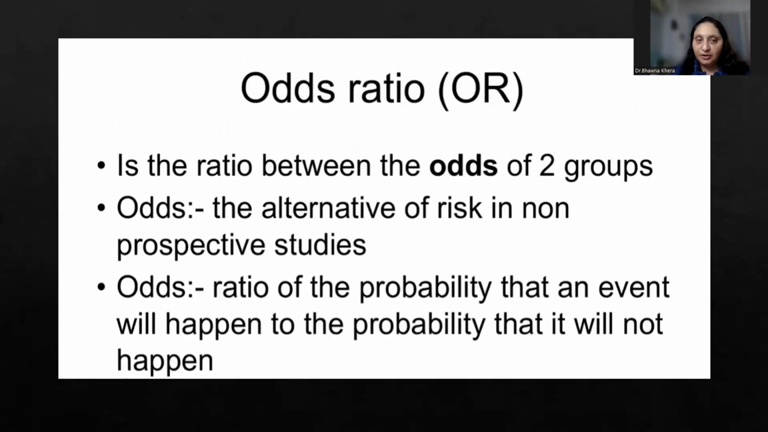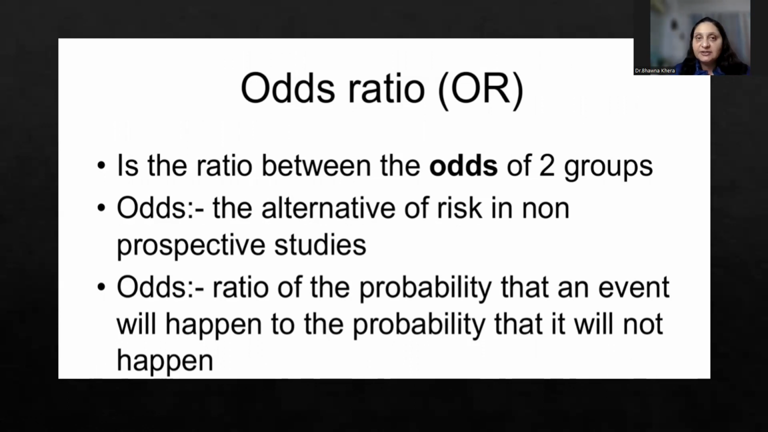Now let's talk about odds ratio. In odds ratio, what we are doing is comparing the odds in two groups. So that is a ratio. Like in that case, we have a ratio of risk in two groups. Here we have odds in two groups. So this is an alternative to risk and is used in non-prospective studies.